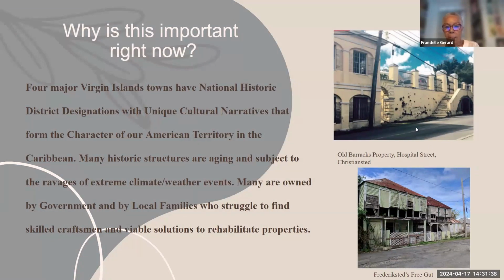For a little background, that image that you see, the old barracks property, is the target property for VIAC restoration. The Virgin Islands has 4 major national historic districts that have unique cultural narratives about our territory and the Caribbean. Many of our historic structures are aging and subject to the ravages of extreme climate and weather events. St. Thomas was hit by Category 5 Irma in 2017. St. Croix was shortly thereafter hit by Category 5 Maria. Many of these buildings are government-owned or owned by local families.